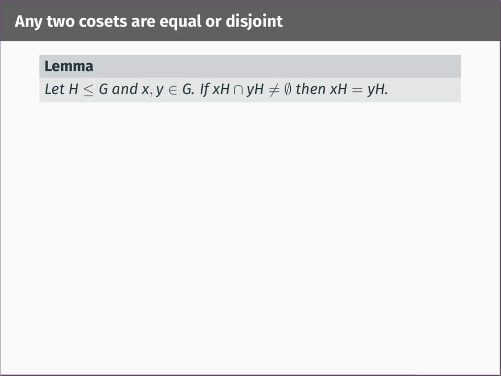So let's do this. We'll now try and do the proof of this result. So we have to suppose that these two cosets have an element in common, that they don't intersect in the empty set, and prove that they're equal.